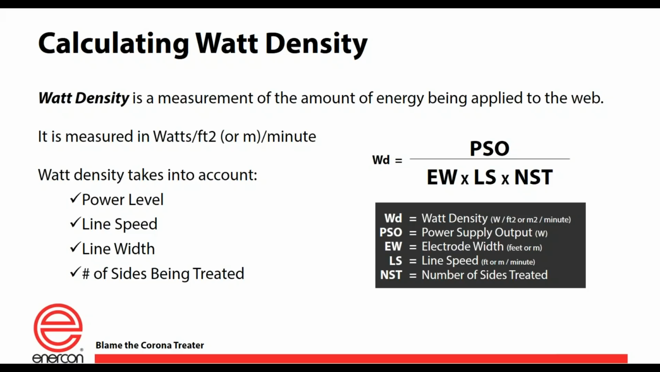Let's say you had a 1-foot web, and you're running 10 feet a minute, and you're only treating one side. That's 10 square feet a minute. And if you're going to run at a watt density of 2, 10 times 2 is 20 watts. So you'd be running 20 watts at a watt density of 2. And if you go through this calculation with your own application details in your shop, you'll find that this can be very helpful going forward. And we'll illustrate this as we go ahead.